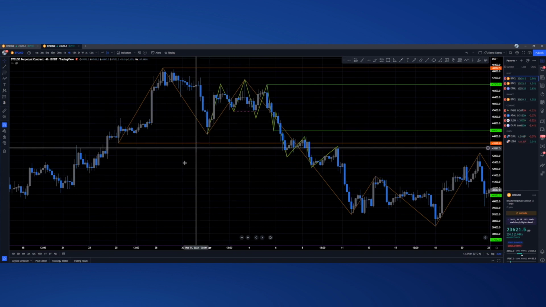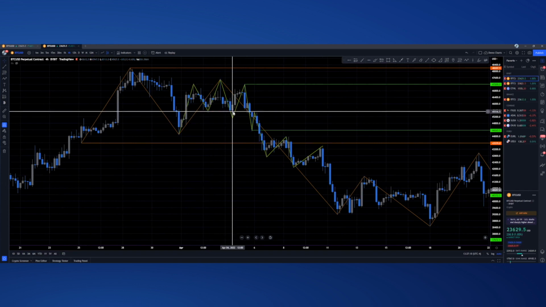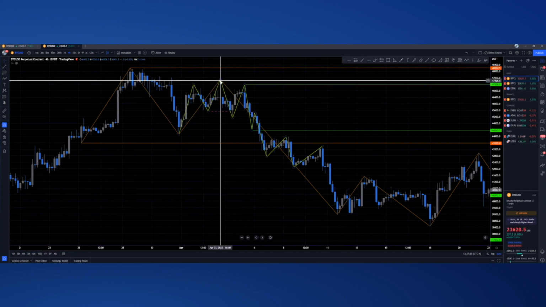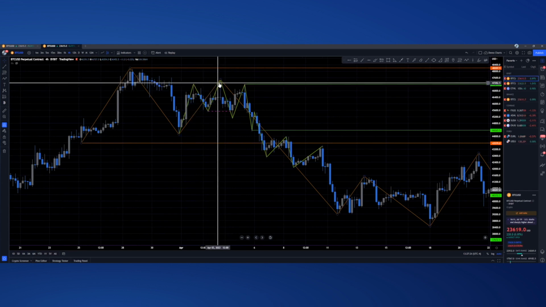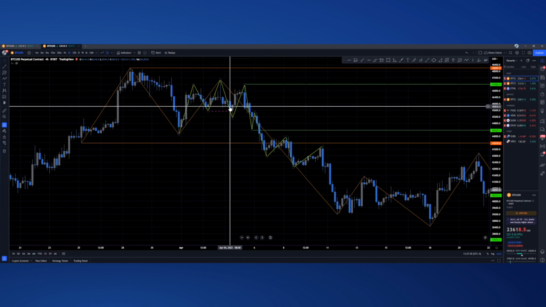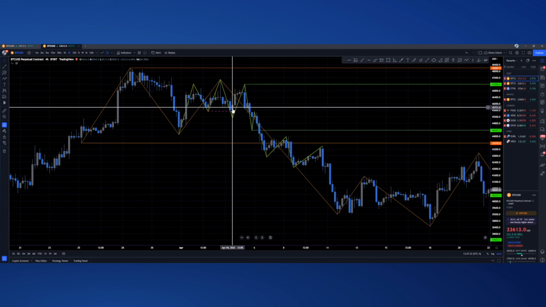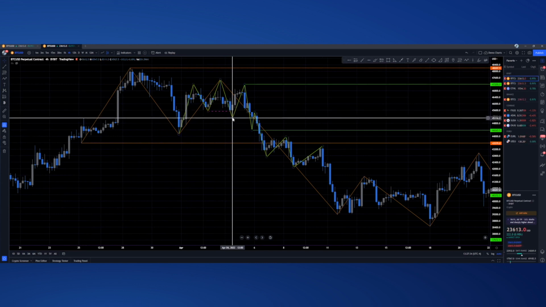Yeah. A little pink dash line. Okay, so I would say that is a change of character if you use type 2 mapping, because this wicked that, right? Like it wicked that. So it made a higher high, and then it created a low that did its job by wicking this low. Now, that's if you use type 1 mapping.